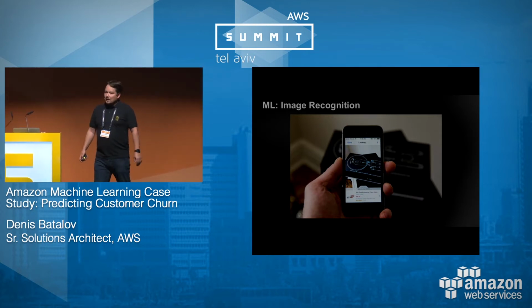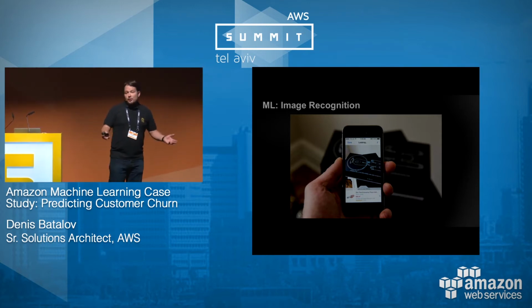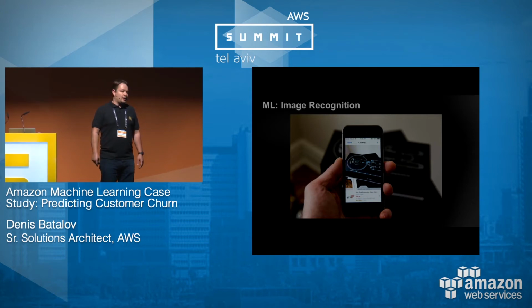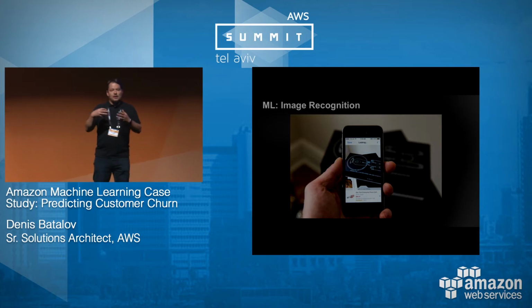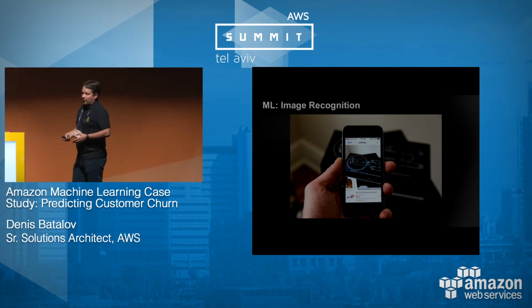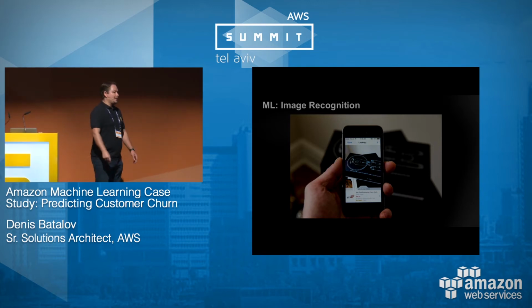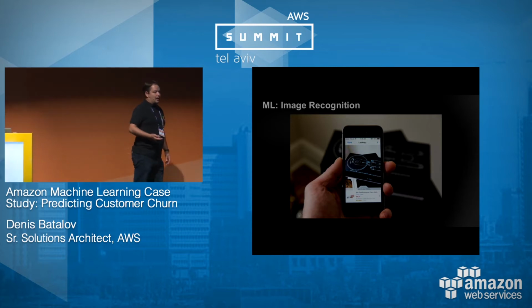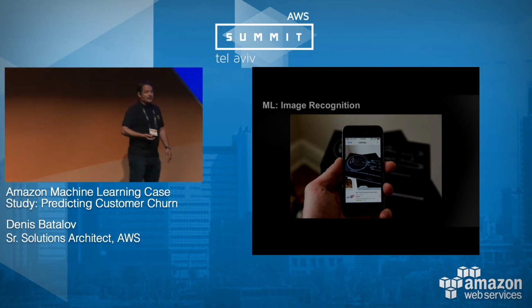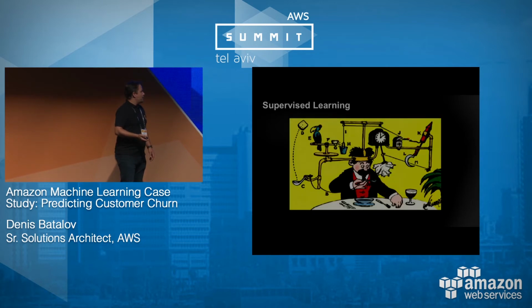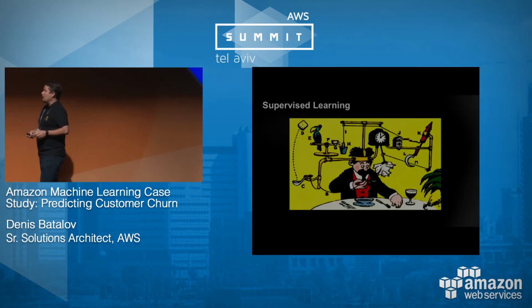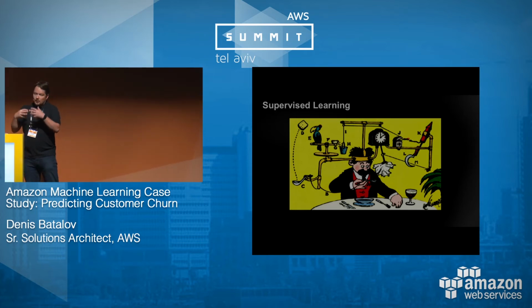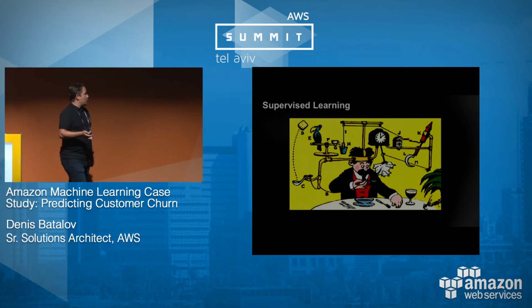In fact, you may have heard of deep learning, which is now very popular, and a lot of applications for image recognition are based on the deep learning approach. Amazon actually open sourced a library called DSSTNE, which allows you to build deep learning applications. But what we're going to talk about today with the churn prediction is a supervised learning approach, which is a classical supervised learning.